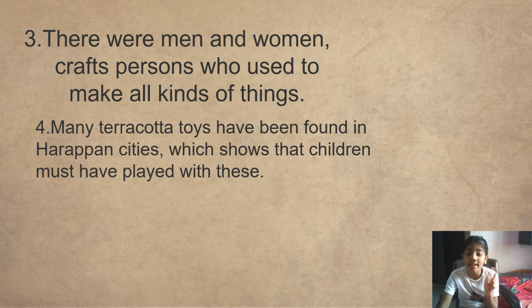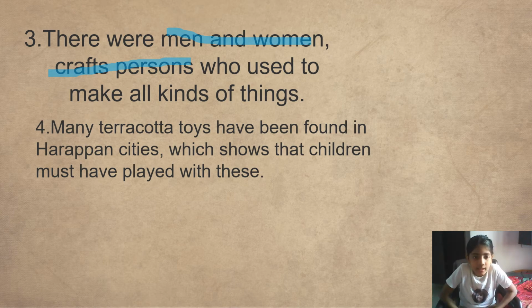We saw 1 and 2. Now let's see 3 and 4. So there were men and women, craft persons, who used to make all kinds of things. Like now in this century, some people work in their homes, and some people go to workshops or a special place and do their work. So that is all about the third point.